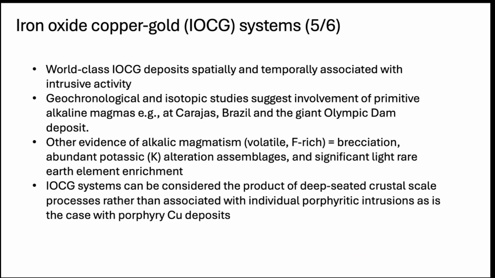Okay, so they're spatially and temporally associated with intrusive activity, and geochronological and isotope studies suggest involvement of primitive alkaline magmas. Some examples are the Carajás in Brazil and the giant Olympic Dam deposit in Australia. And there's lots of other evidence that they're associated with alkalic magmatism. They're volatile rich, fluorine rich, with lots of brecciation, abundant potassic alteration, and light rare earth element enrichment. So lots of potassium and lots of light rare earths are typical of alkalic magmas.